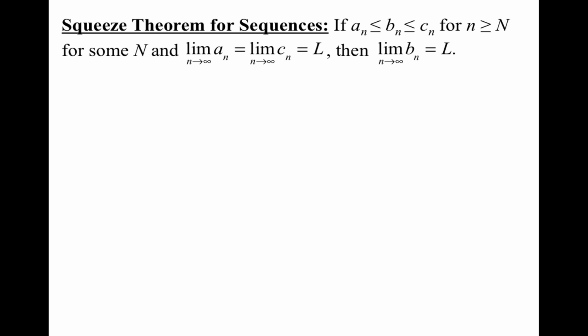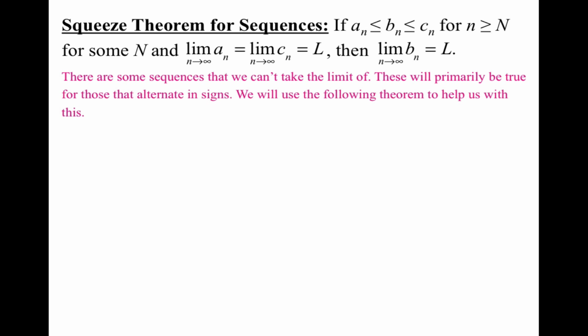All right, so we also have a squeeze theorem for sequences. The squeeze theorem for sequences says that if b sub n is between a sub n and c sub n, for n greater than or equal to big N, for some big N, and the limits of a sub n and c sub n as n approaches infinity both equal L, then I can say that the limit of b sub n as n approaches infinity also equals L.